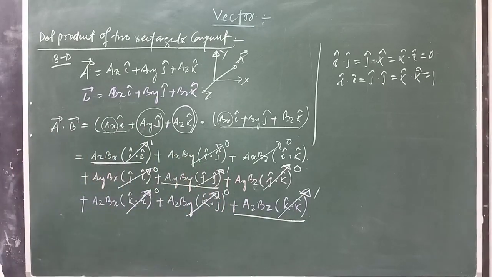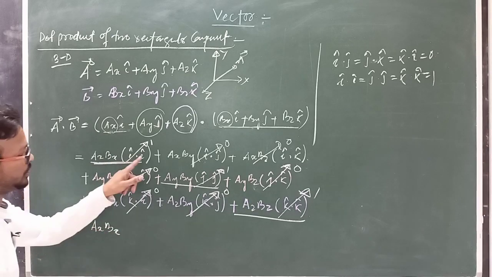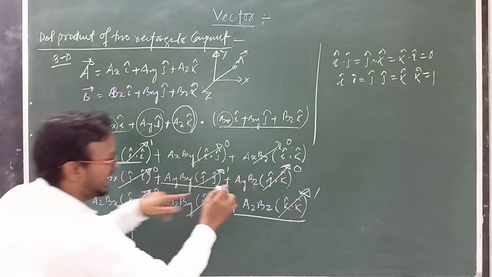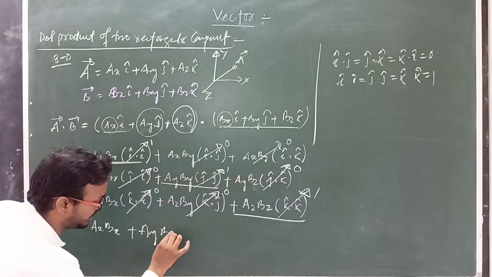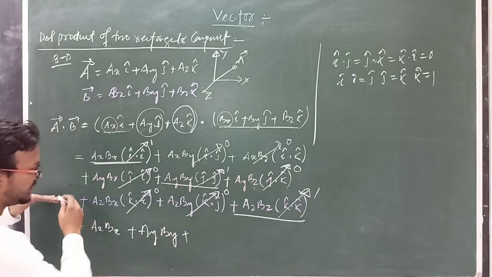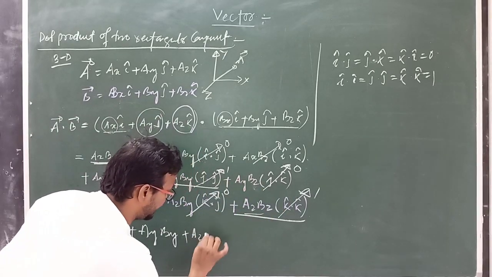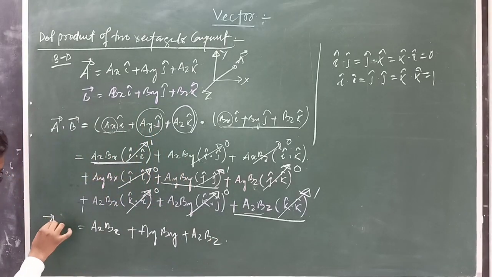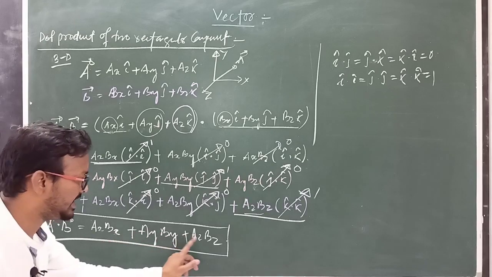So in total we get ax bx here, 1 plus, first line complete. Then the second line, plus ay by, then second line complete. Come to the third line, that is az bz, so plus az bz, the rest terms are 0. So this is the final answer: a dot b vector equals ax bx plus ay by plus az bz.